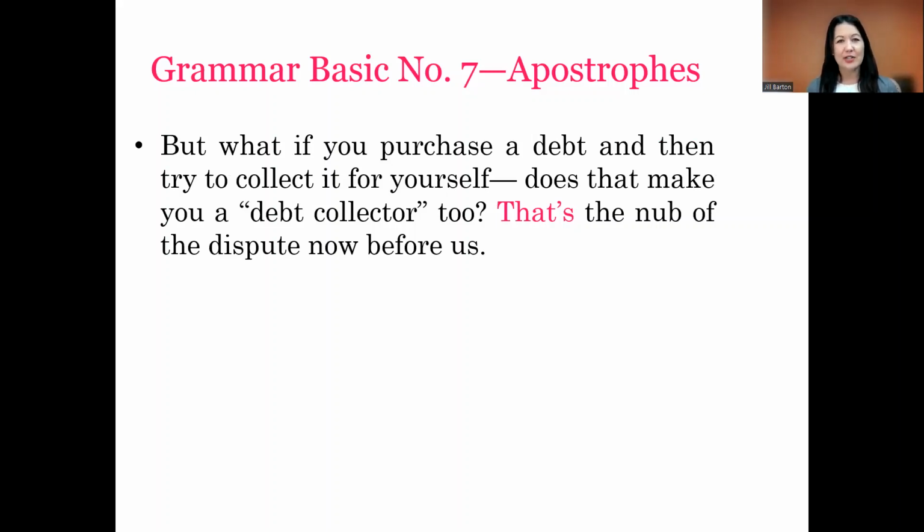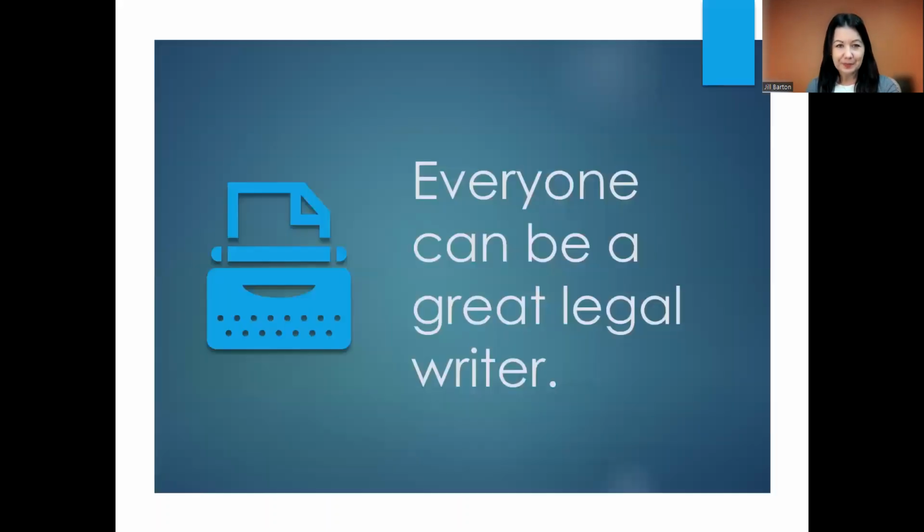He has a very conversational style, and he writes, "But what if you purchase a debt and then try to collect it for yourself? Does that make you a debt collector too? That's the nub of the dispute now before us." This is in his very first published opinion as a Supreme Court justice, and he puts that contraction in that opening paragraph. So legal writing has changed a lot over the past few years.